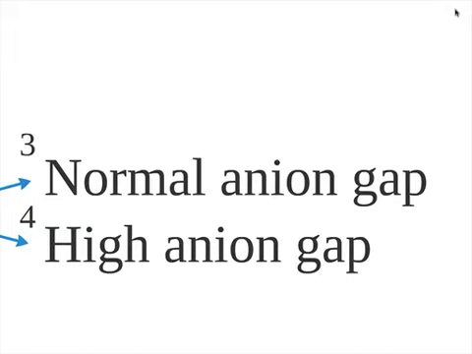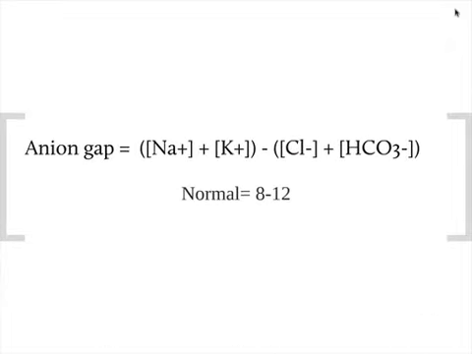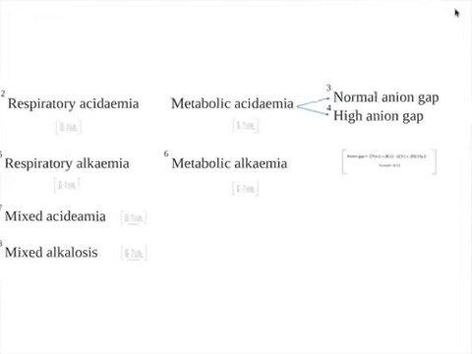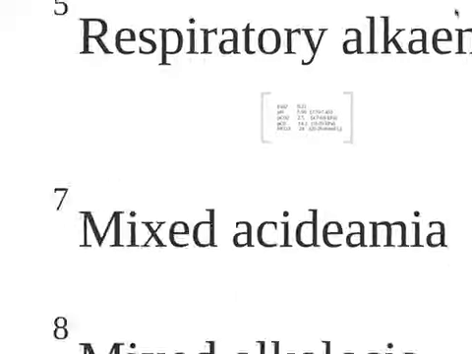Look at this as well, normal and high anion gaps. I'm not going to go through that now because it's just too intense. But it helps you stratify a metabolic acidosis into a normal or high anion gap, and therefore you can determine the causes. There's the formula for it, and you can see this on the website. But that's something to read up on in your favourite textbook or Wikipedia or whatever you do.